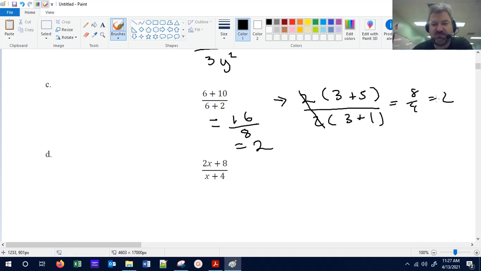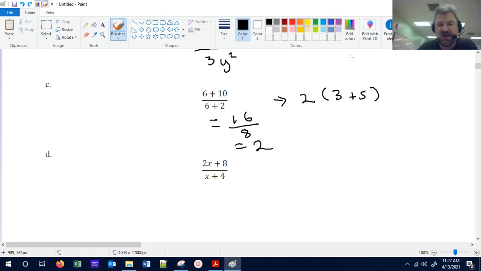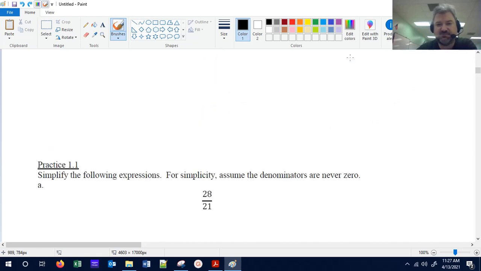So that is possible. What is not possible is just canceling the 6's right away. That's not allowed. They have to be factored out in order to do that. But of course, that's probably more work than you would ever want to do. You would just add the 6 and 10 and the 6 and 2 together. All right, let's take a look at another one.